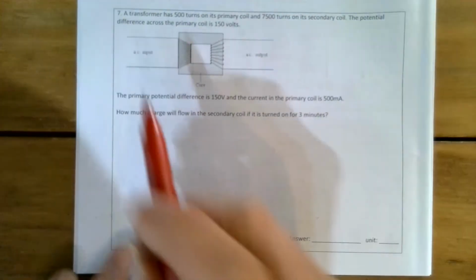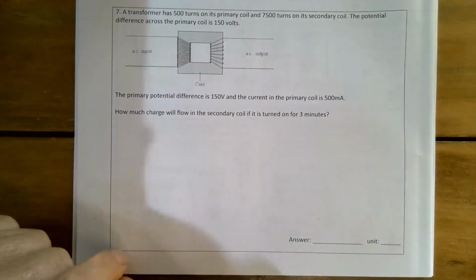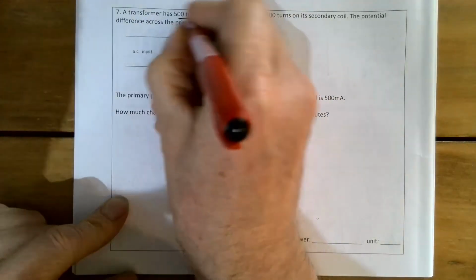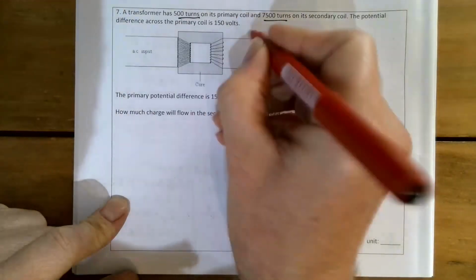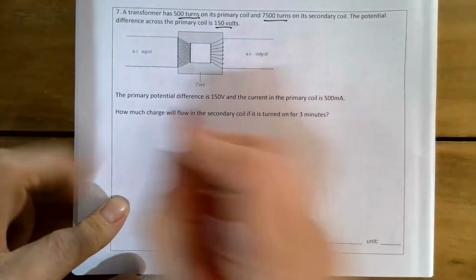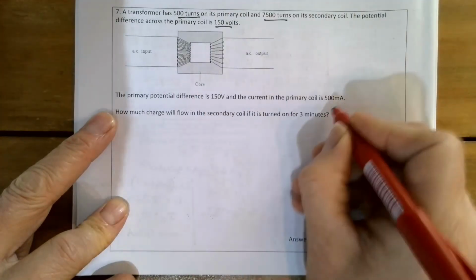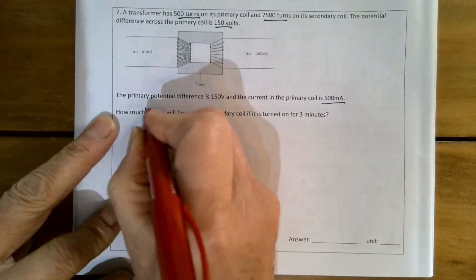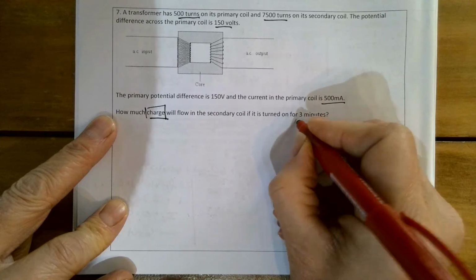I do like this question. This is a nice question. This is your 5-6 marker. So a transformer has 500 turns on the primary coil and 7,500 turns on its secondary coil. The primary potential is 150 volts, and the current in the primary coil is 500 milliamps. How much charge will flow in the secondary coil if it's turned on for 3 minutes?